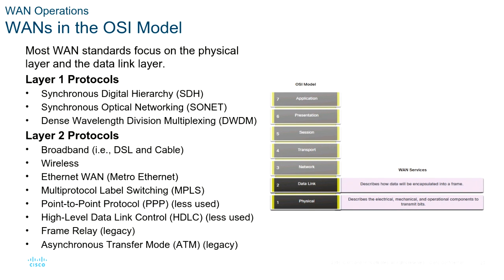So at layer 1, we can use lots of different technologies. We can use fiber optics, different technologies to get higher speeds. At layer 2, we can use wireless. We can use Ethernet WAN, like Metropolitan Ethernet.